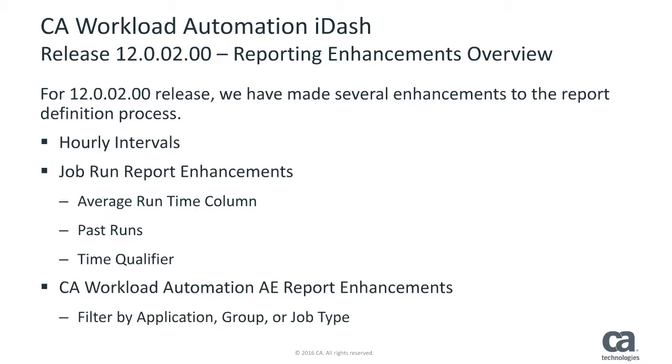A new time frame option has been implemented, past runs, and the time qualifier option has been added to the time frame settings. We have also made enhancements to job run and job status reports specific to AE jobs. These reports have new filter criteria for application, group, and job type. We will briefly describe each of these enhancements, then see a report definition demonstration.